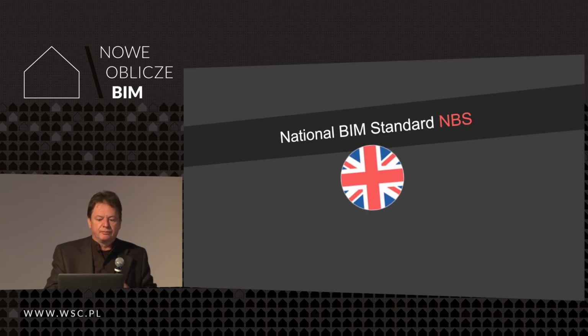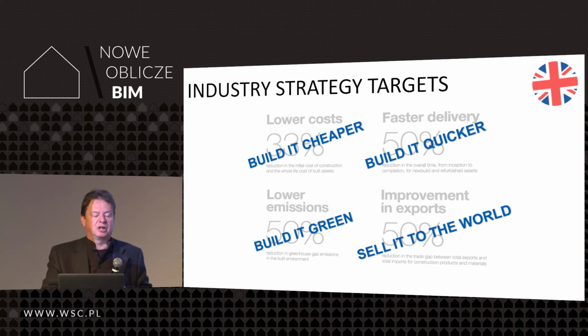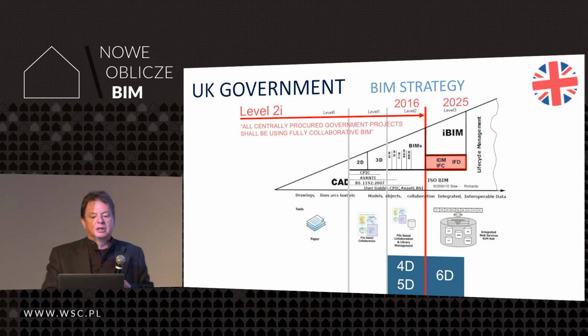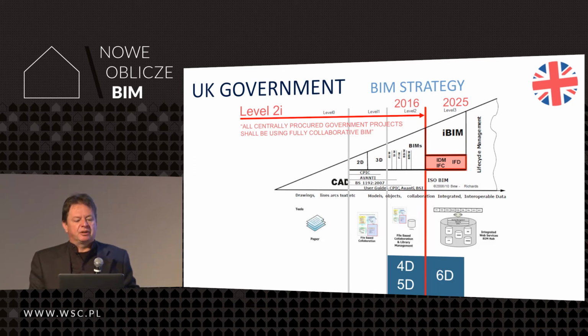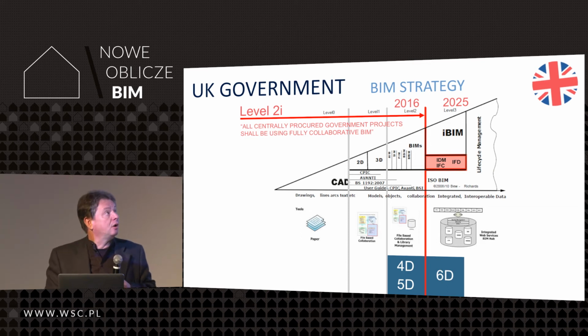Now came the British, and they told us, we have also NBS, which is National BIM Standards. And surprise, surprise: build it cheaper, build it quicker, build it green, sell it to the world, the same way as Vitex showed you before. So this is the main reason why the UK started the BIM standards. And here they are. As you see, they are on Level 2, which means that practically all projects should be collaborative in BIM by the end of 2016.